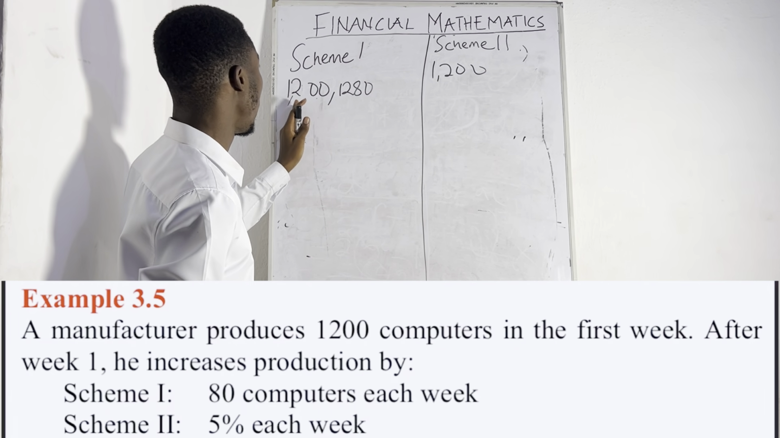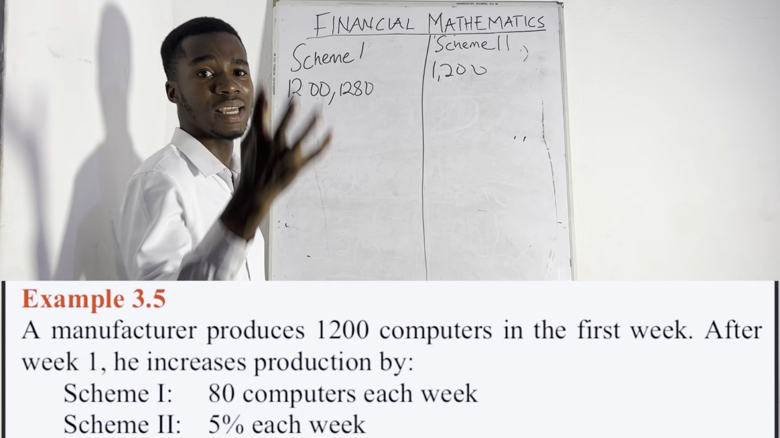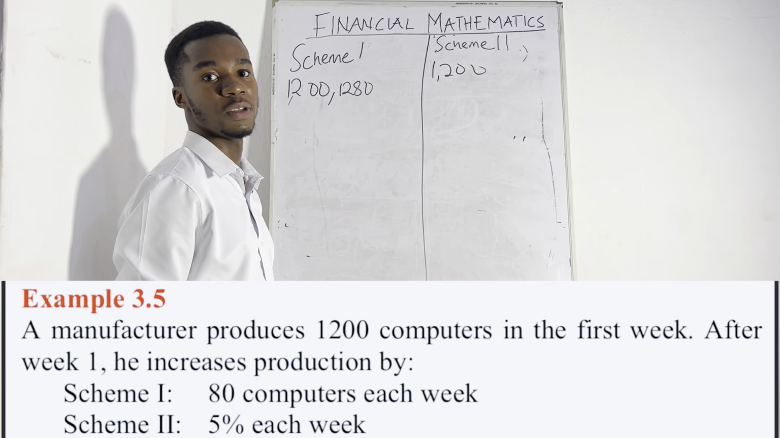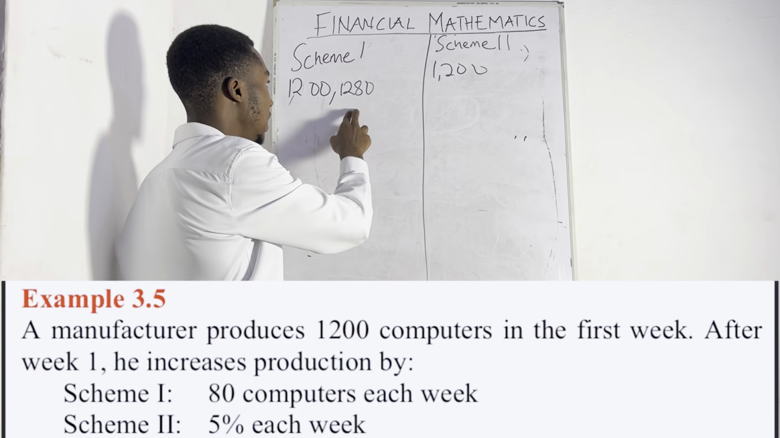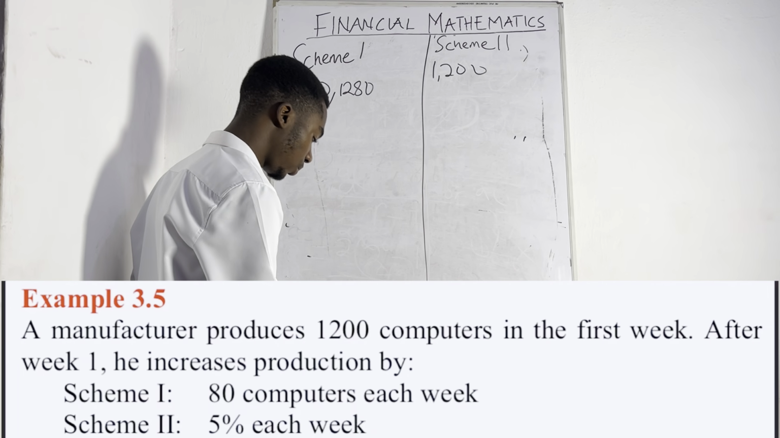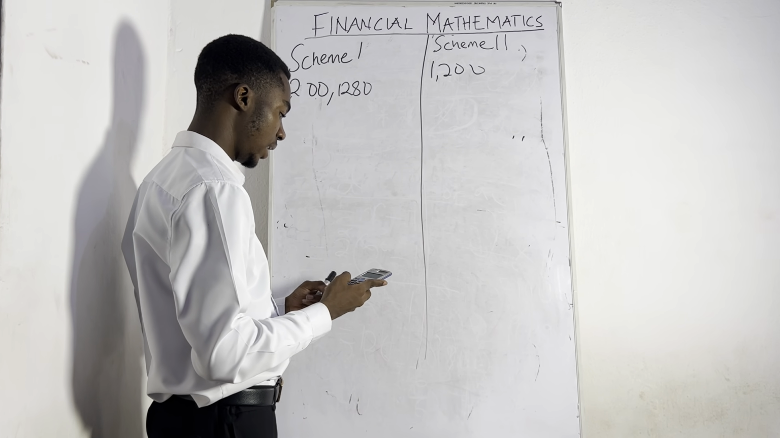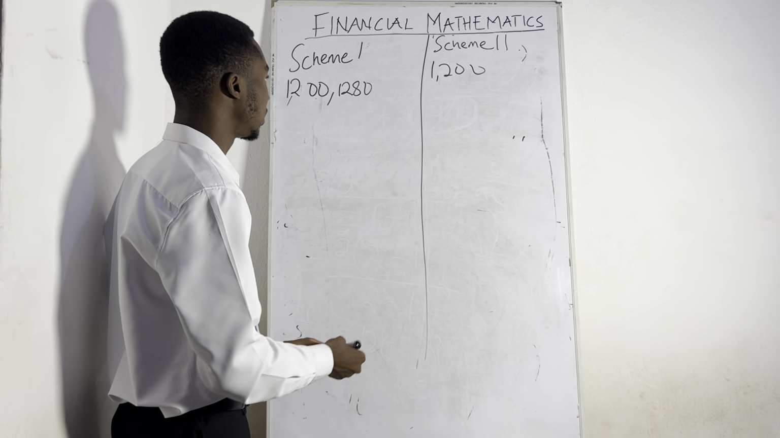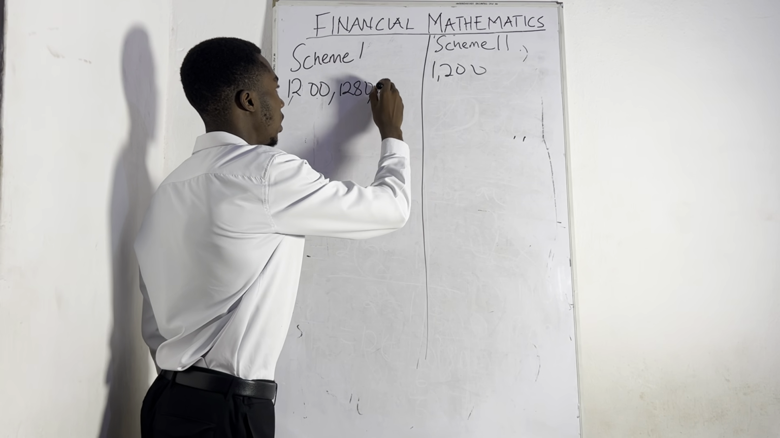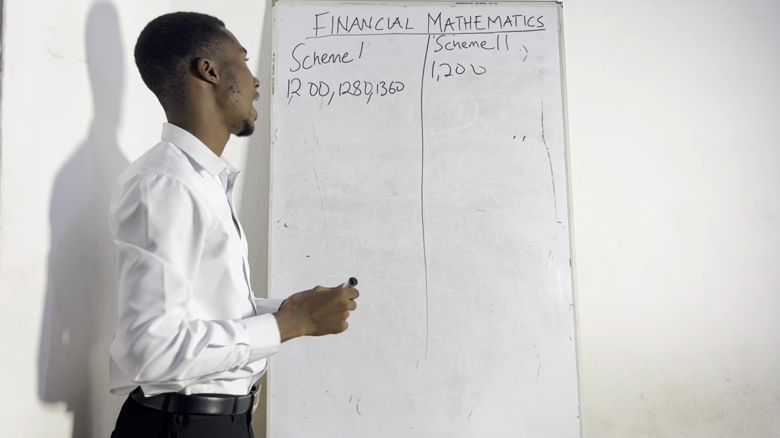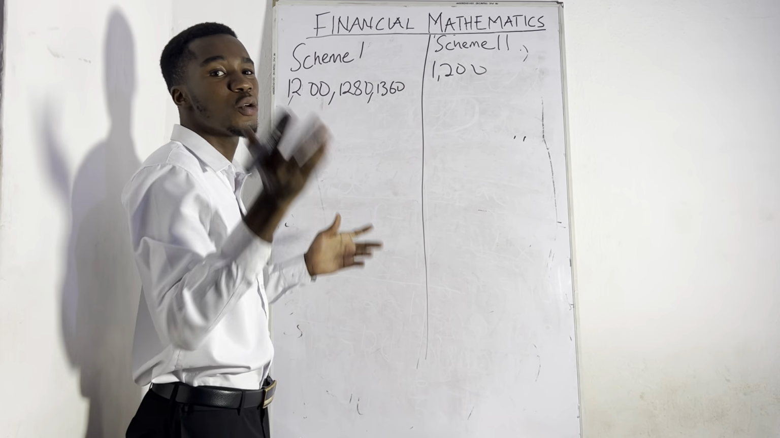So if week 1 is 1,200, for week 2, you are going to add 80 to 1,200. I guess 1,280. Then if you want to know the value for week 3, what do you do? You just add 80 to this 1,280. So what is it? Let's try it on the calculator. 1,280 plus 80, so you're getting 1,360. You get it? If I want week 4, I just add 80 to it. So you just keep on adding.